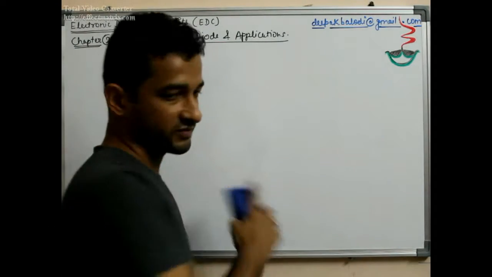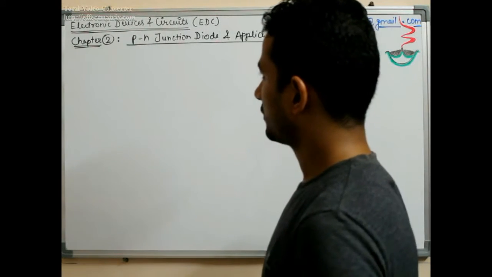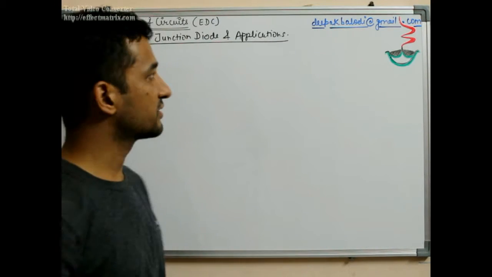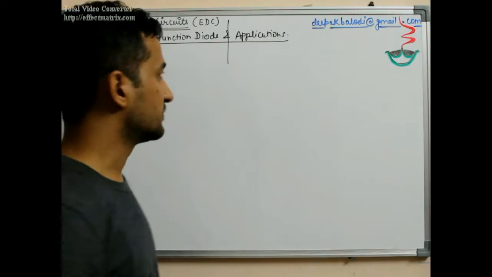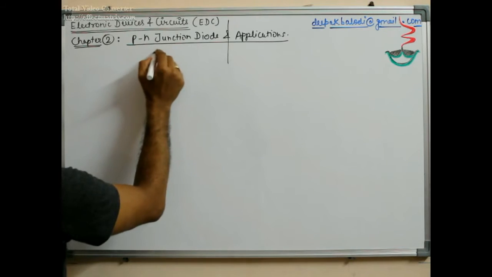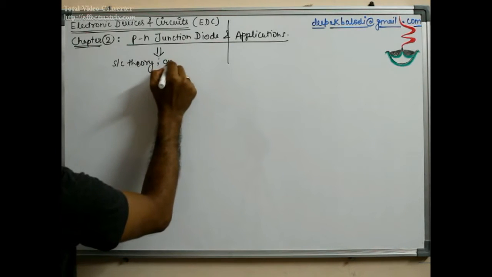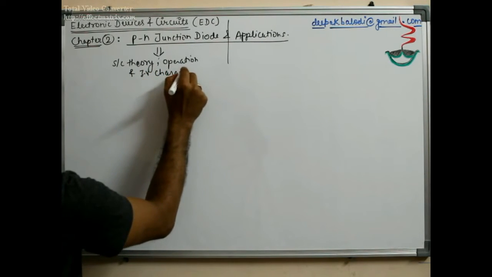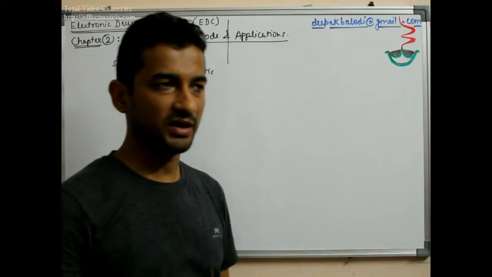Now, as I said, let us formulate what different topics we'll be looking at in this chapter. So, apart from some basic introduction to the diode, we will be mainly dividing this into PN junction diode study and its application. In the study part, we'll be mainly dealing with the semiconductor theory, operation and IV characteristic.